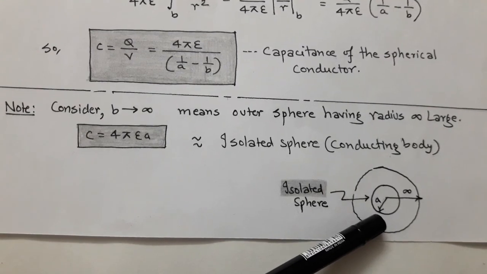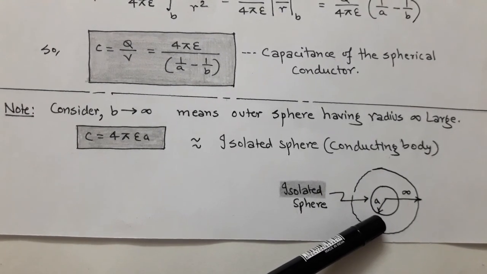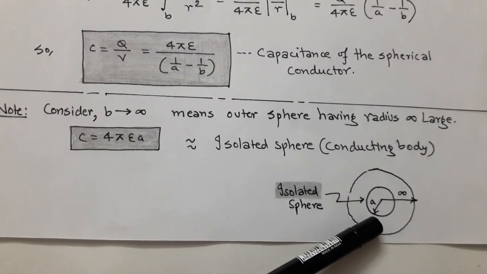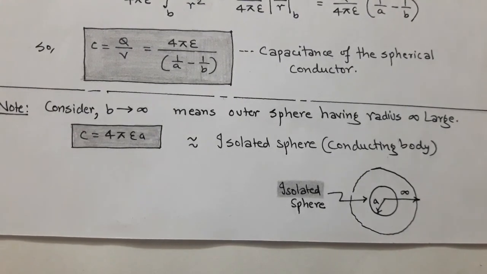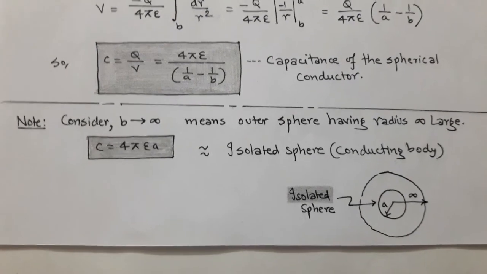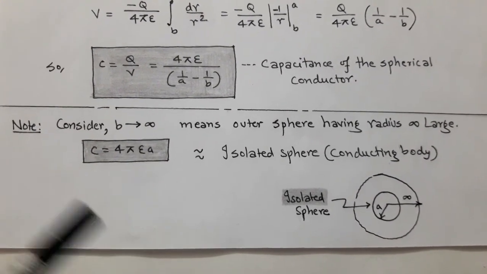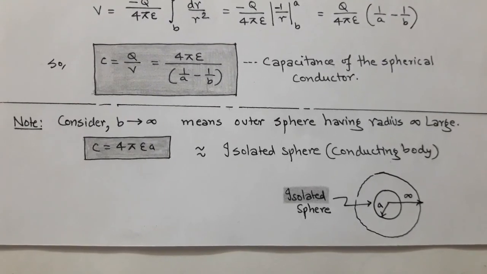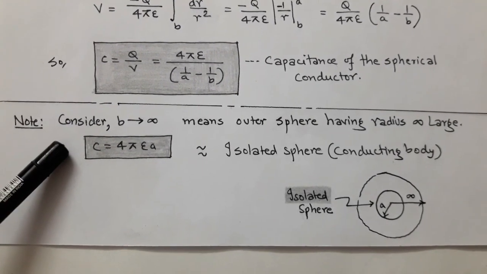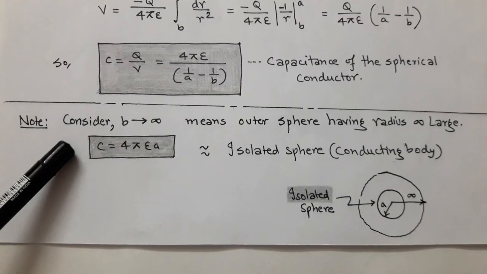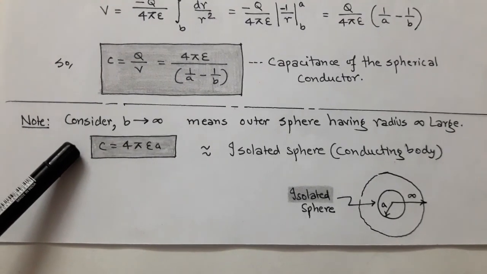only the inner spherical conductor remains, that is called an isolated sphere. It acts as a conducting body only. So when we consider b tends to infinity, the inner conductor acts as an isolated sphere.